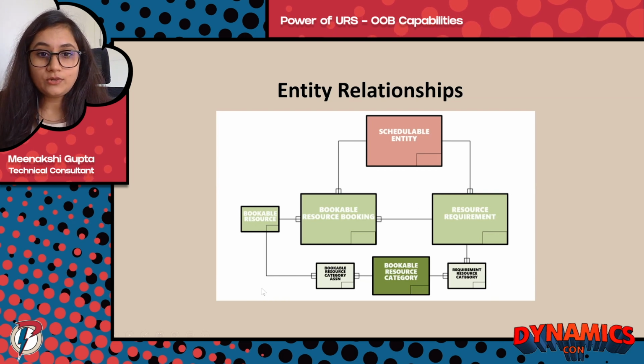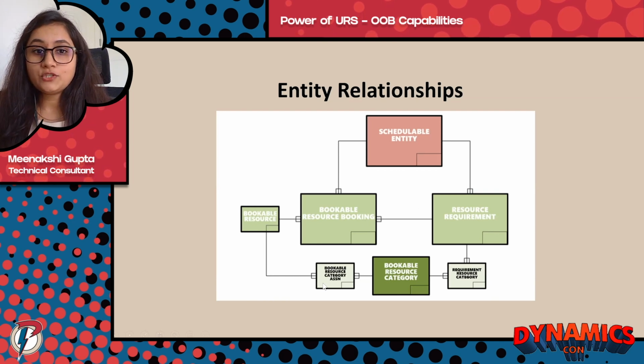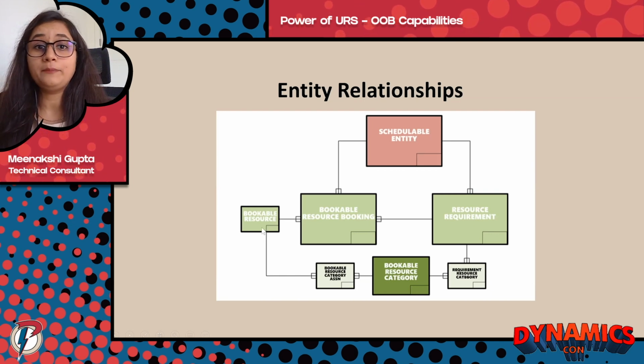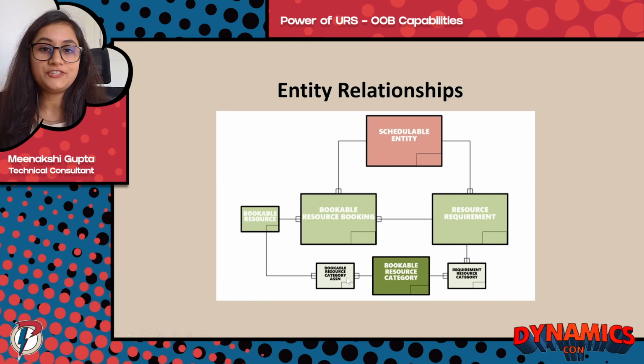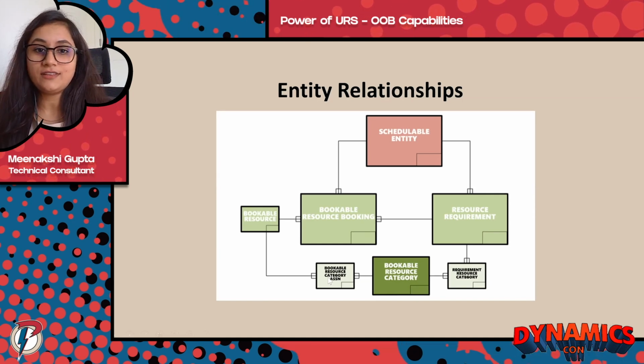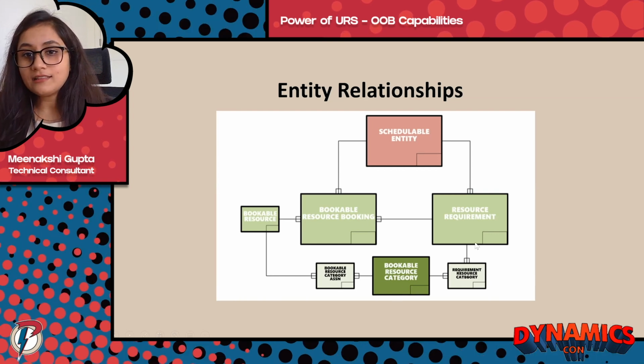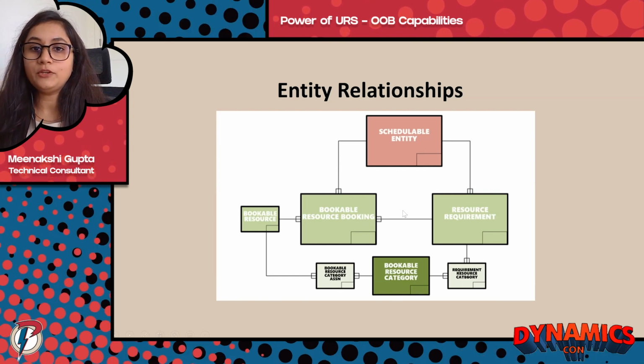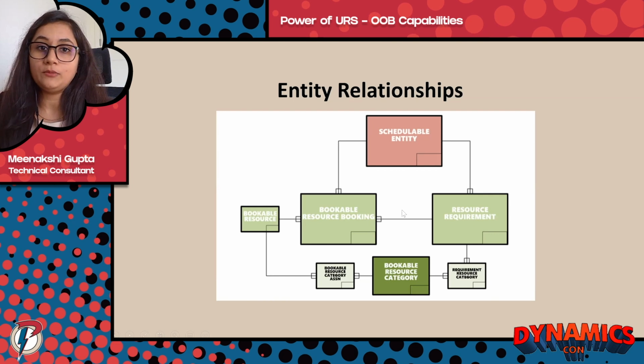Bookable resource has a 1:1 relation with bookable resource category. Let's say there are resources of type technician, who can be of various types. They can be categorized as field technicians, or for plumbing fixes, or for electrical fixes, etc. So these are the relations we have when we talk about basic scheduling and booking purpose.